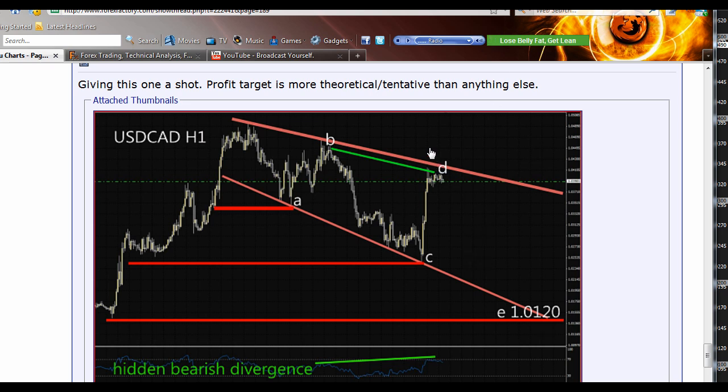So I noticed a fellow trader on the forum make a call on the $CAD yesterday. He said that it was going to go short after this point right here. Let me just show you what that looks like on my chart.